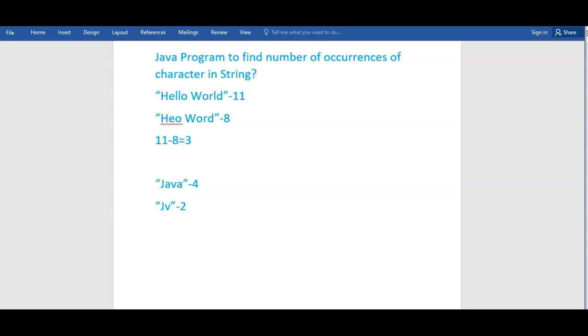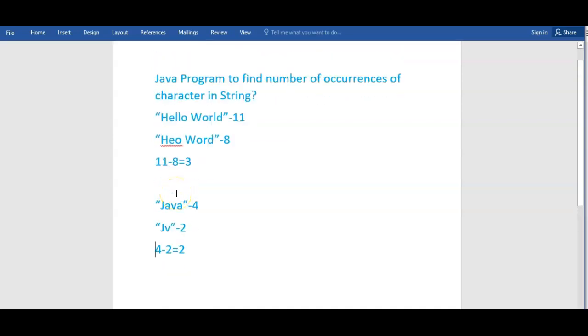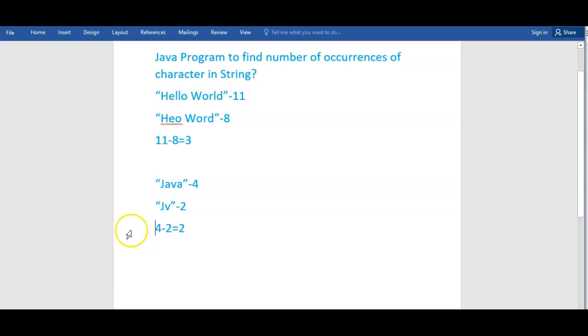After that, what do we need to do? We need to find out the number of occurrences of A, right? That is the reason I have replaced A with empty. After replacing with empty, the count is 2. Now finally find out the difference, 4 minus 2, which will be 2. That is the number of occurrences. You got it? So the logic is important here. Once you understand the logic, writing the program is pretty simple.